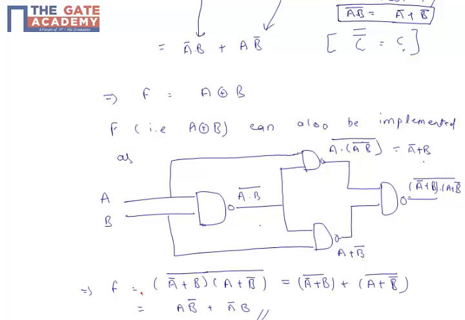Now F is going to be equal to ((A bar plus B) into (A plus B bar))whole bar, which is equal to (A bar plus B)whole bar plus (A plus B bar)whole bar. This equation again came from De Morgan's theorem only, which is going to be equal to A plus B bar plus A bar plus B.